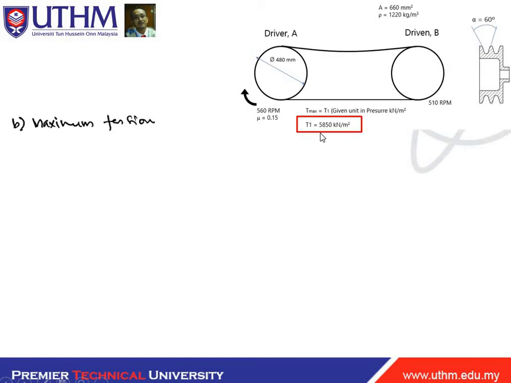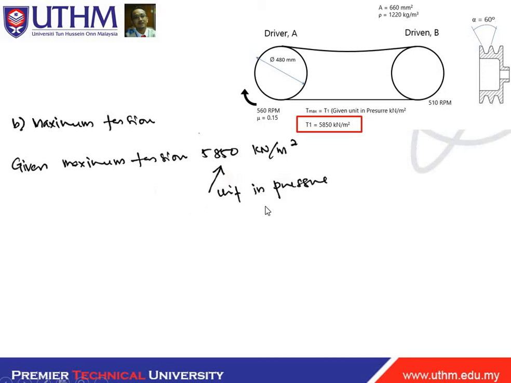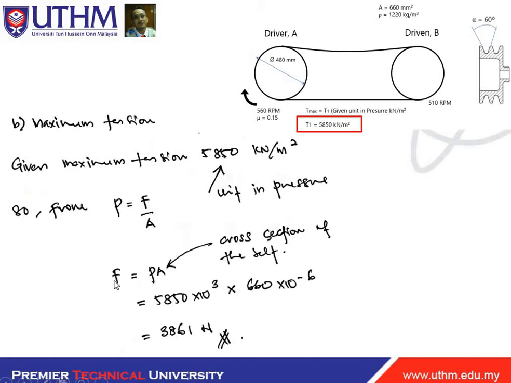So you know that the maximum tension is given in pressure unit. So you need to convert the pressure unit using this basic formula. P equal to F over A, so F equal to PA. And again, A is the cross section of the belt. So P, and then you get the maximum tension of the belt in Newton unit.